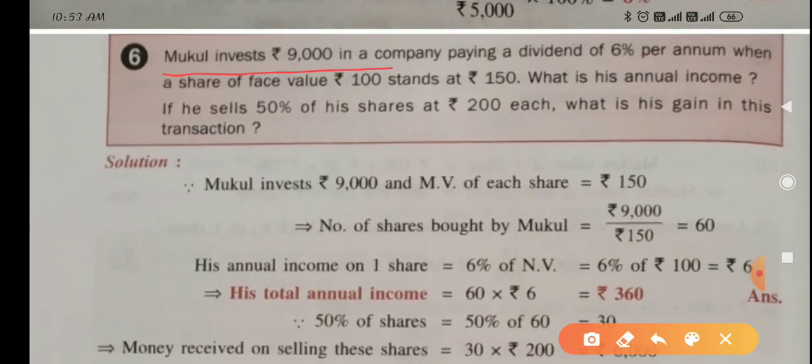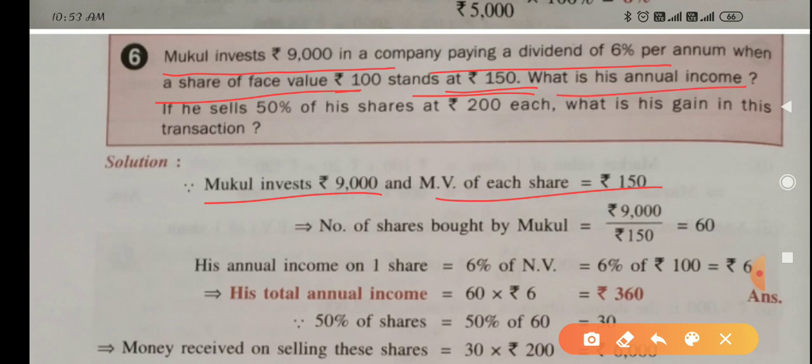Mukul invests rupees 9,000 in a company paying dividend 6% when a share of face value rupees 100 stands at rupees 150. Share of face value, directly they are saying NV is rupees 100, stands at rupees 150, directly they are saying MV is 150. So you can see investment 9,000 rupees, MV 150, NV 100. 6% is the dividend. What is the annual income?